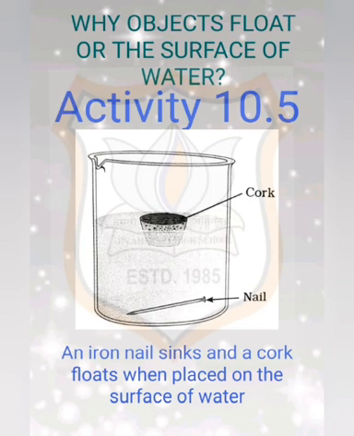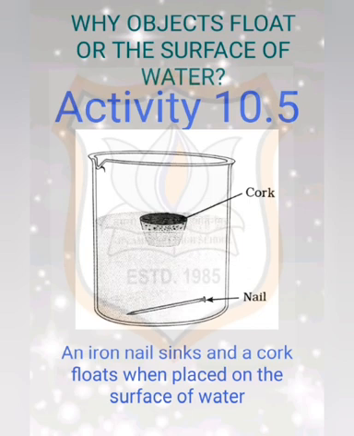To discuss this, let us have two activities, activity 10.5 and activity 10.6. In activity 10.5, take a beaker filled with water. Take an iron nail and place it on the surface of the water and observe what happens. Yes, definitely, in observation the nail will sink. Now in activity 10.6, take a beaker filled with water, take a piece of cork and an iron nail of equal mass. Place them on the surface of water. Observe what happens. Here the cork floats and the nail sinks.